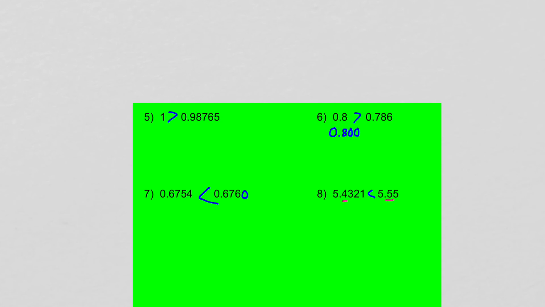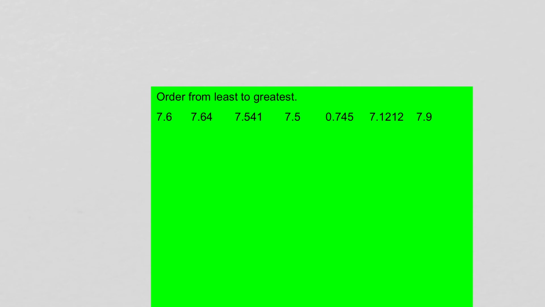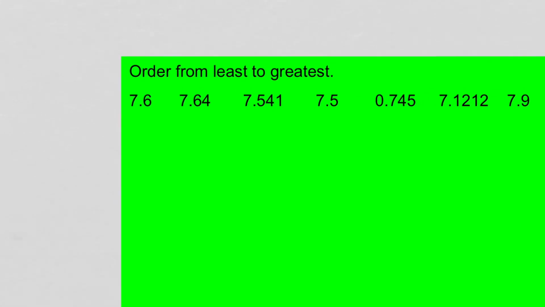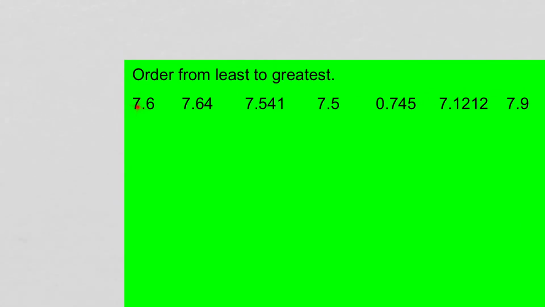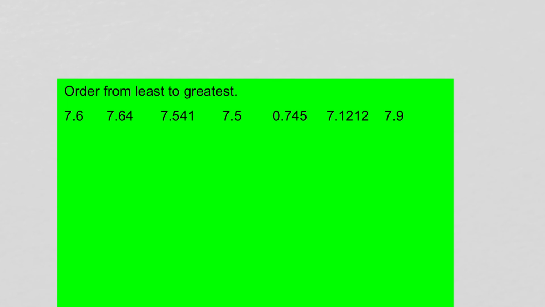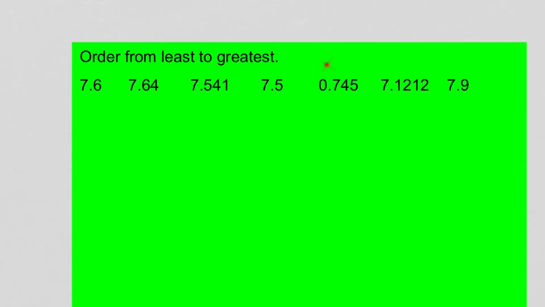Now, we did one other kind of question where we had to put a bunch in order. Okay, so we had to put a bunch of these in order from smallest to largest. So first of all, compare the whole numbers. 7, 7, 7, 7, 0, 7, 7. Okay, well, very clearly, this one is the smallest number. It's 0. It's the smallest by a lot. 745 thousandths. Okay, let's cross that one out.